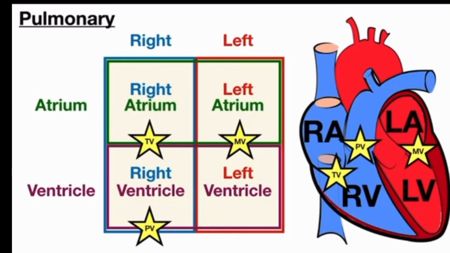And the function of the pulmonary valve is to prevent the backward flow of blood into the right ventricle. There's a similar valve on the left side, located between the left ventricle and the aorta. Again, we're going to talk about the aorta shortly, so don't worry about that right now.